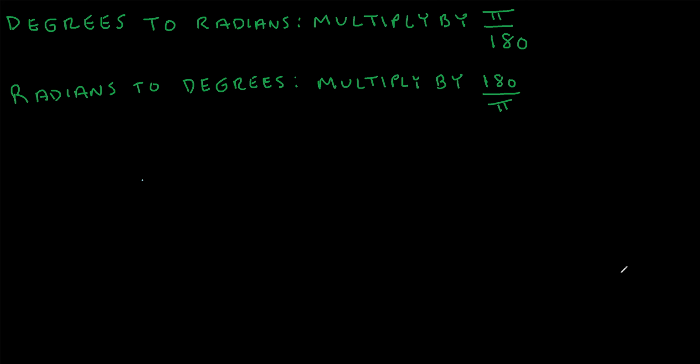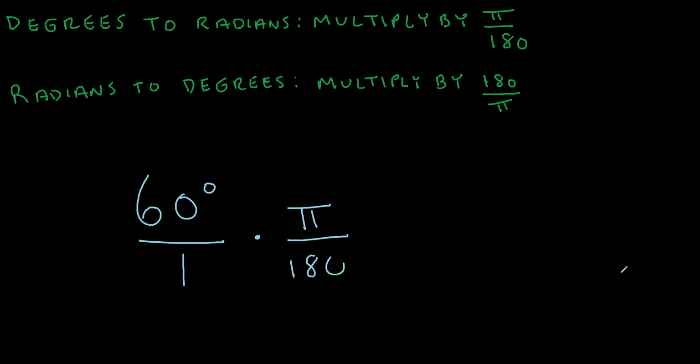Let's say we have 60 degrees, and we want to convert this to radians. So to go from degrees to radians, we just multiply by pi over 180. So it helps if we write the 60 over 1 like this. So we can say 60 degrees over 1 times pi over 180. We'll write a degree symbol. So when we multiply, we can multiply straight across and we'll get 60 pi over 180. So this is our answer.